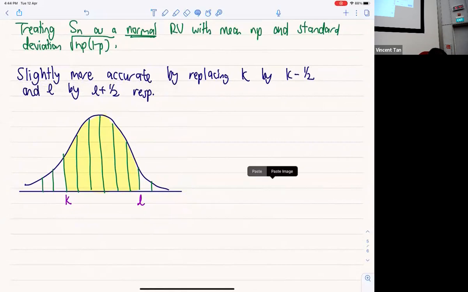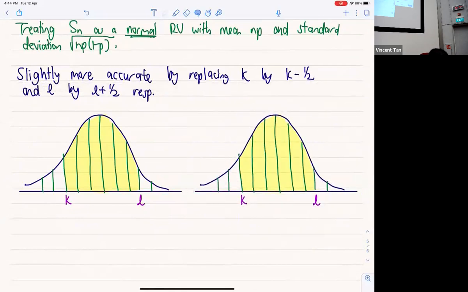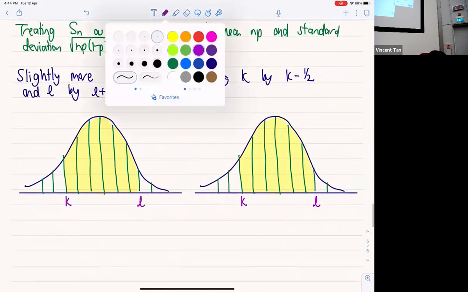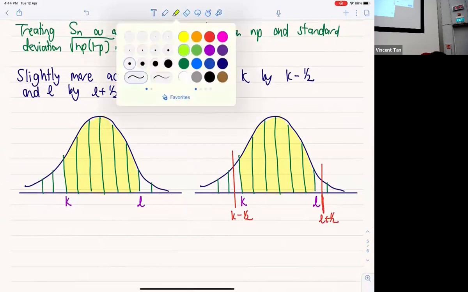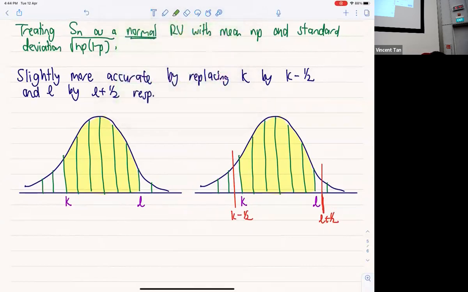Let us increment L by half, up to this point here, so that is L plus half. And let me decrement K by half. It's very empirical, but people observe that this does better as an approximation, as we will see from an example. That means we are picking up some slightly more mass here, this part here as well as this part here. That is called the de Moivre-Laplace approximation.